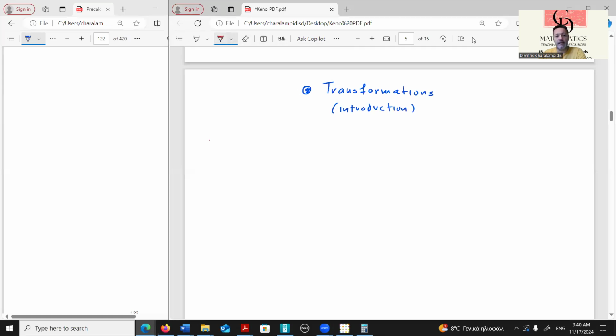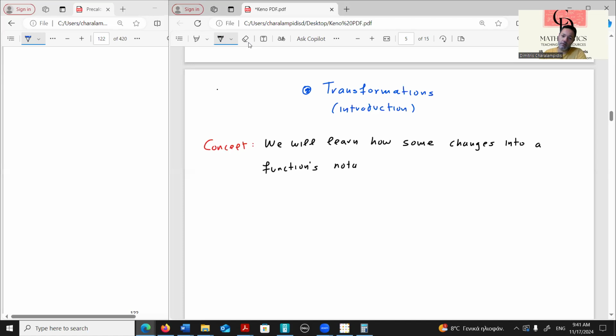The key concept behind this is that we will learn how some changes into a function's notation can affect the function's graph.